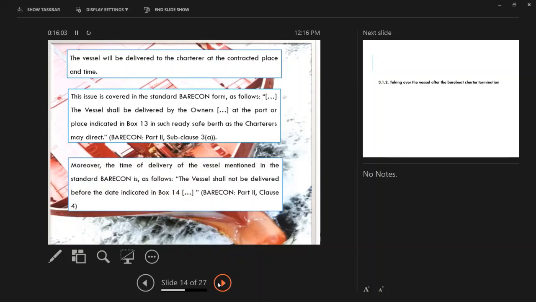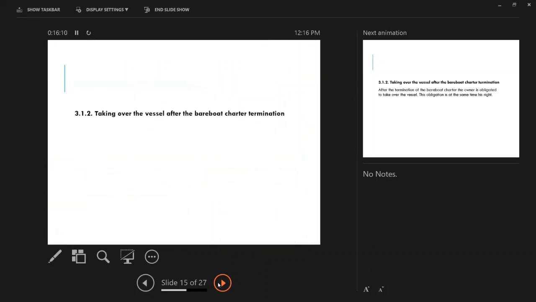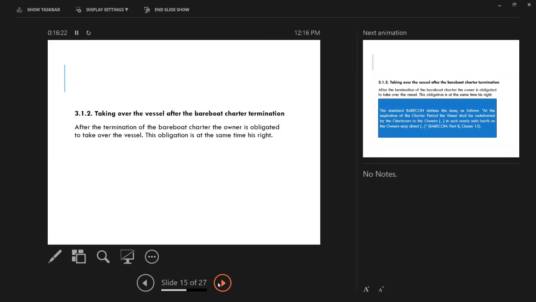Of course, this is just one owner's obligation. Of course, he has so many others. For example, he is also obliged to take over the vessel after the bareboat charter termination. So after the termination of bareboat charter, the owner is obliged to take over the vessel. His obligation at the same time is also his right. So what we can see, for example, about this obligation of the owner from the Berkon.